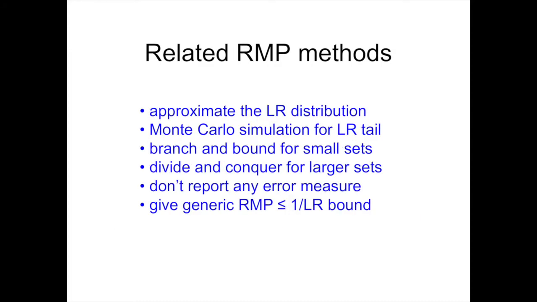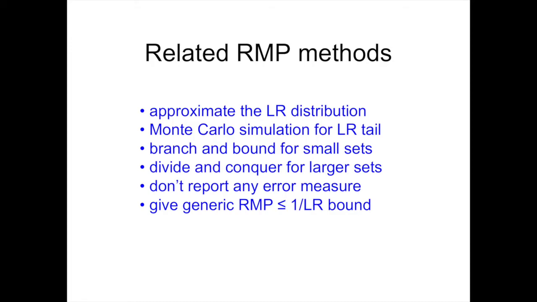Other people have looked at RMP methods. They've called them other things. They go by a lot of names, tail probabilities, p-values. Some people have approximated the LR distribution. There's been Monte Carlo simulations on small sets of genotypes, branch and bounds on larger sets, divide and conquer.